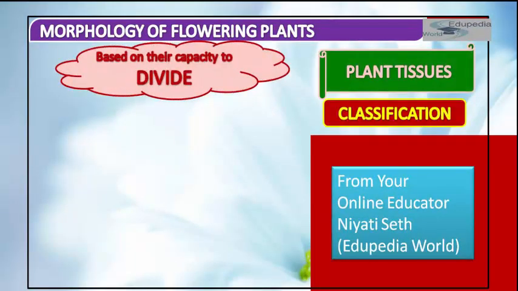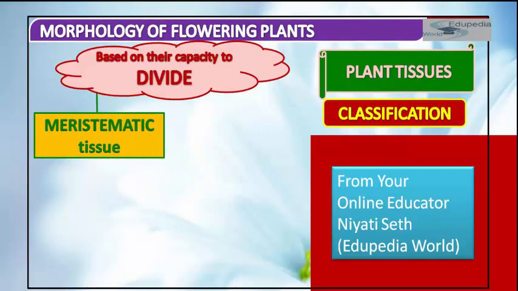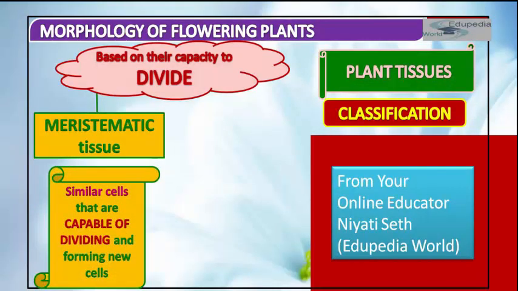Now, plant tissues and classification. It is based on their capacity to divide. As I told you, plant tissues are classified into two main groups. Which are those? Meristematic and permanent, students. So what is meristematic tissue, students? These are the similar cells that are capable of dividing, because this classification is based on their capacity to divide, right? So meristematic tissues are the similar cells that are capable of dividing and forming new cells which help in the repair of the damaged part of the plants, right?